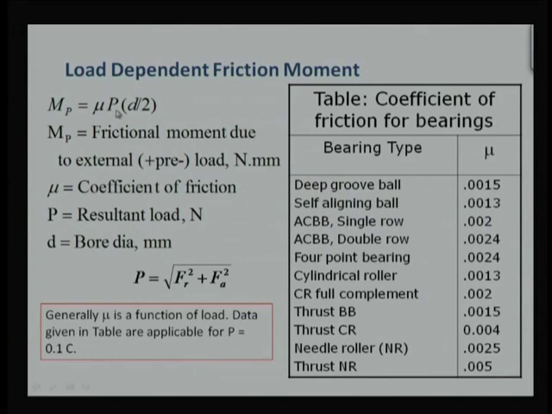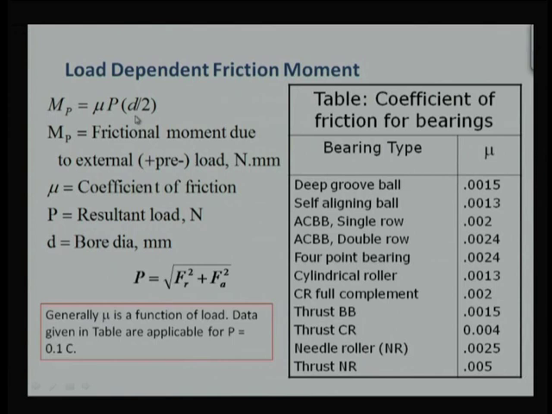Reason being, we are concentrating only on the friction. We are not talking of the load carrying capacity, and for load carrying capacity more involvement and more detailed analysis is required. That's why we go ahead with the equivalent load. In this case, we just take P as a resultant of Fr and Fa, the radial load and axial load. Now, we can calculate P from the problem itself.